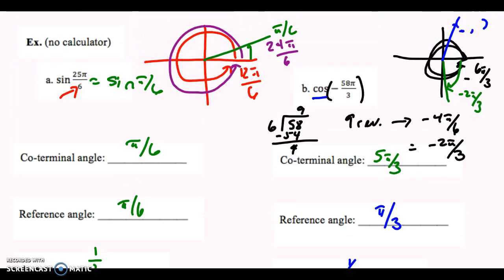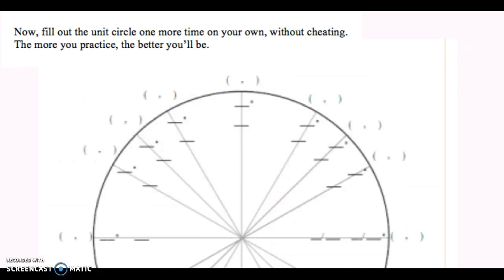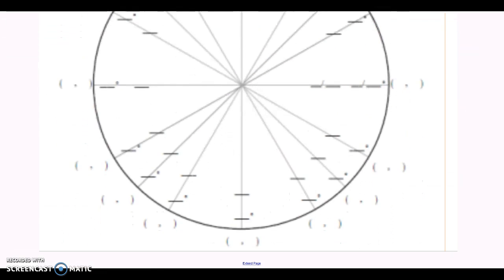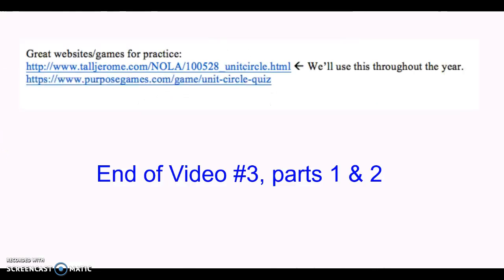Tough problem. Hopefully it didn't give you too much of a problem. Try to fill out the unit circle completely on your own without looking. See if you can do it, see how long it takes.